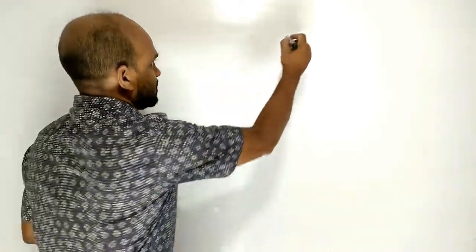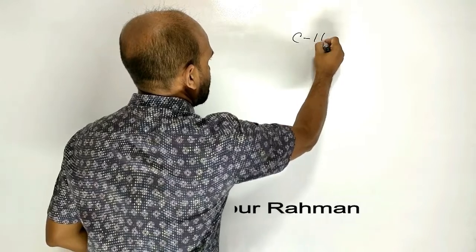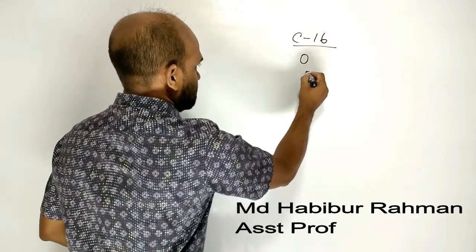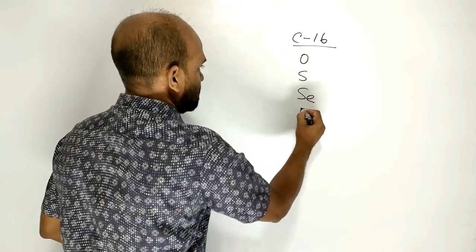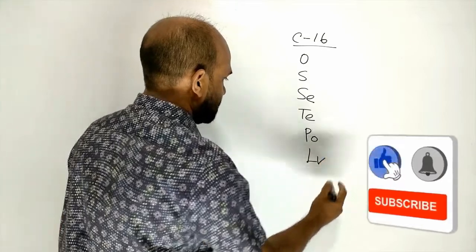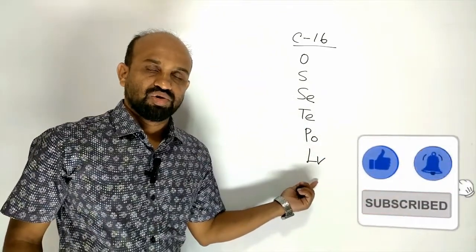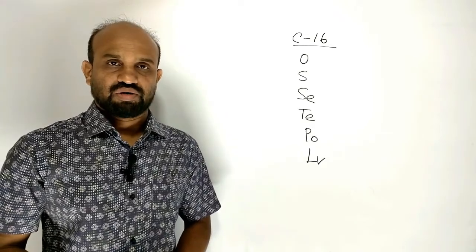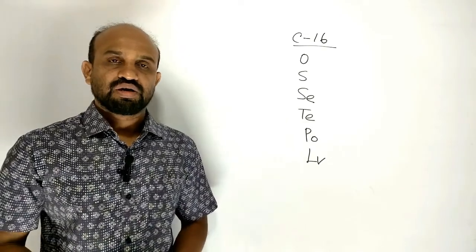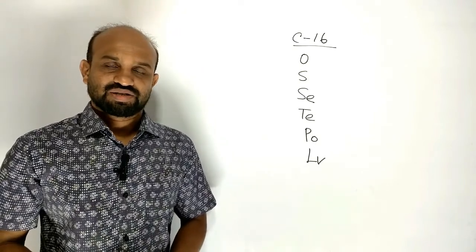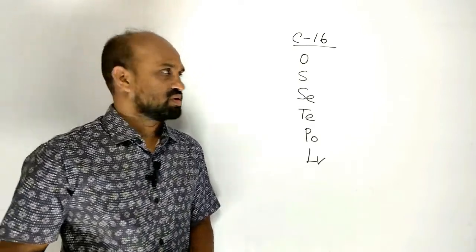What is today's lesson? Let's see. Elements that belong to column 16 in the periodic table are oxygen, sulfur, selenium, tellurium, polonium, and finally livermorium. We know that elements of any specific column are similar in properties. Based on this point, let's try to write today's lesson.